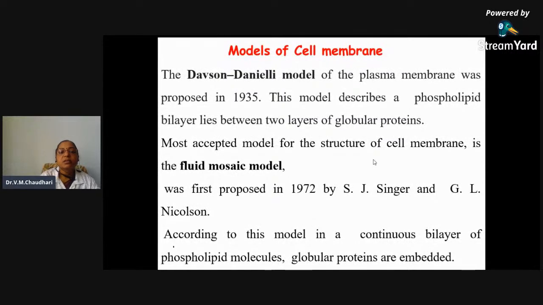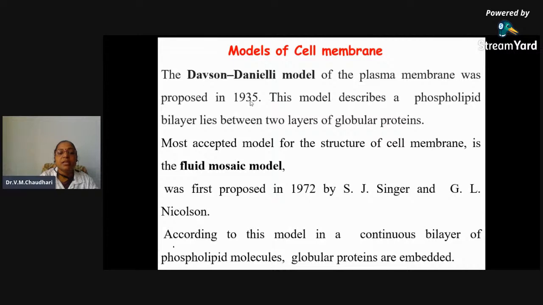Okay, so which are the different models of the cell membrane? Actually, two to three different models were proposed for the cell membrane. First is the Davson Daniel model. You have studied the cell membrane in SYBSc. If you have the notes or a textbook of SYBSc, you can see the cell membrane there. So the first model proposed for the cell membrane is the Davson Daniel model of the plasma membrane.